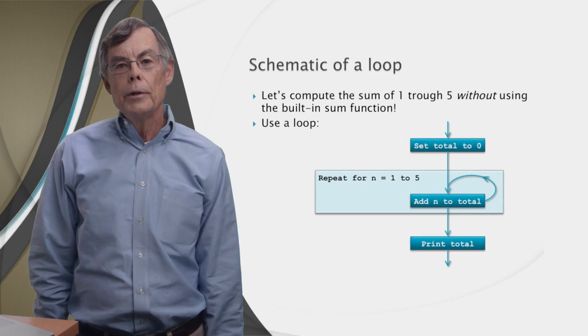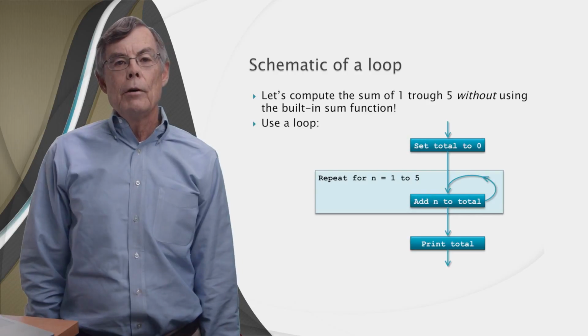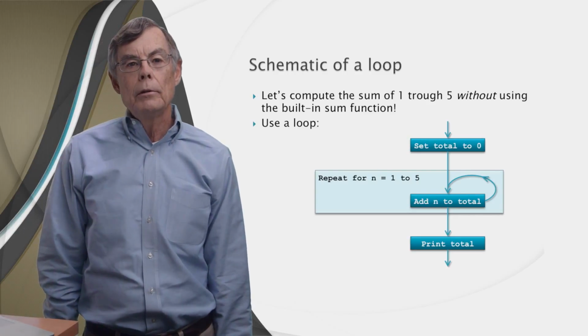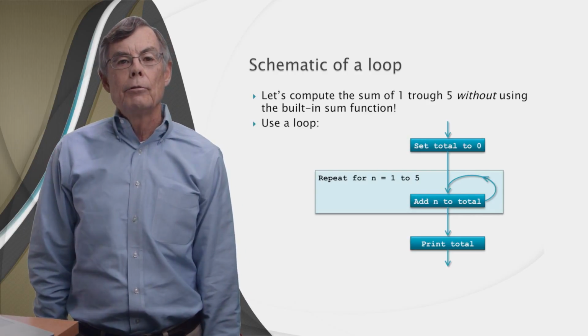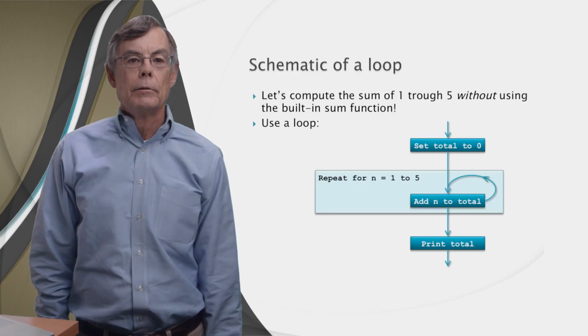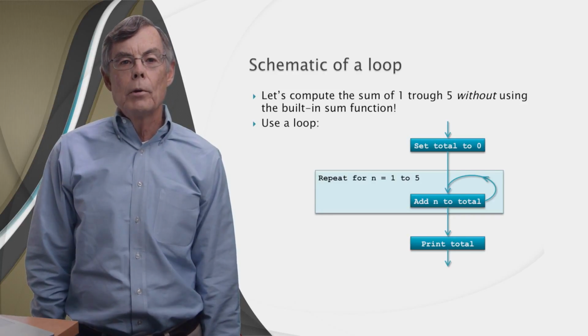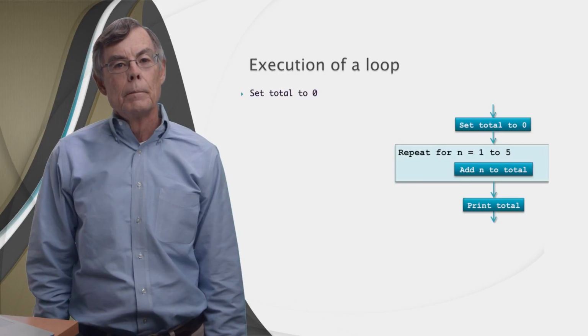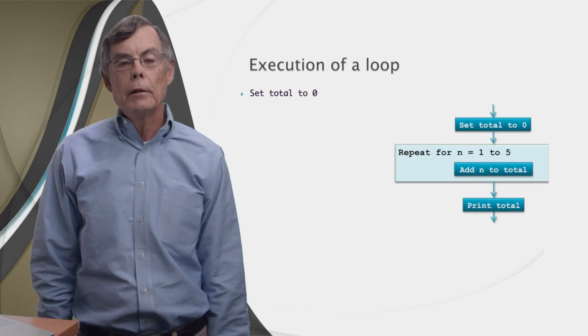Note the curved line with the arrows on it. It shows that after add n to total is executed, control circles back and does it again, and it shows why this control construct is called a loop. That little circle looks like a loop.